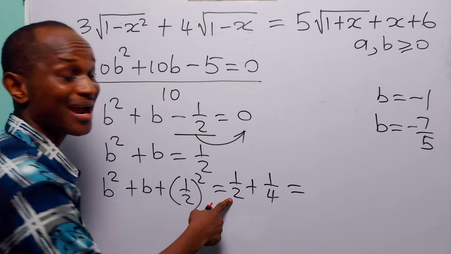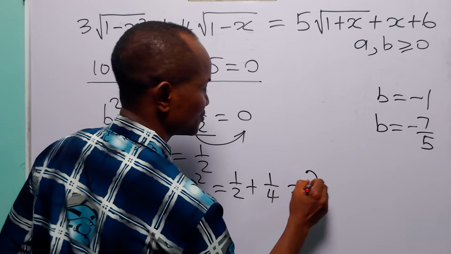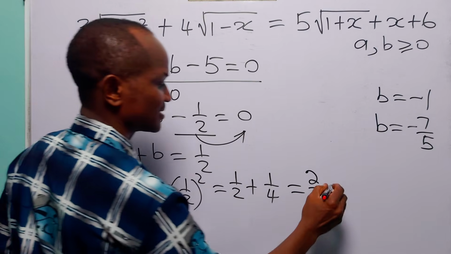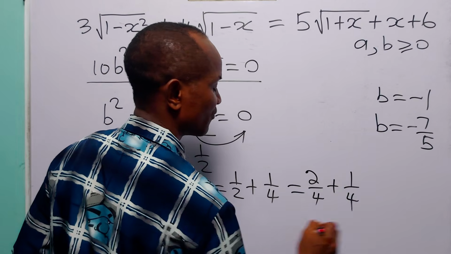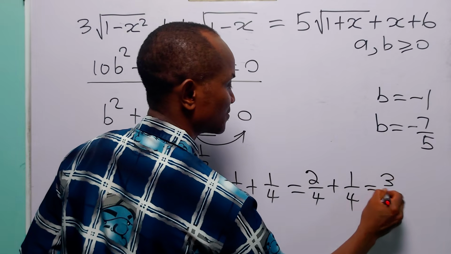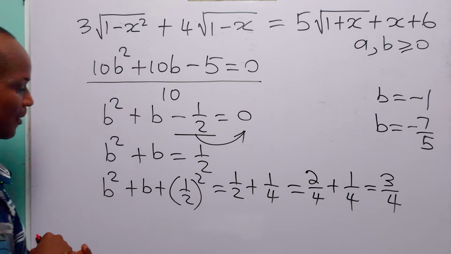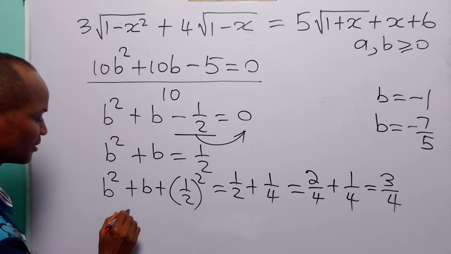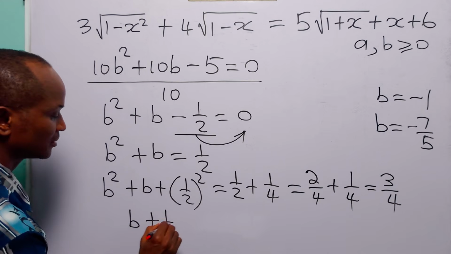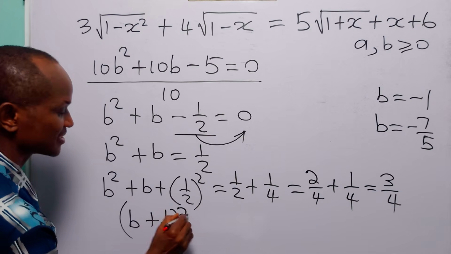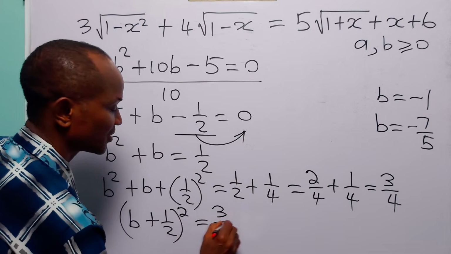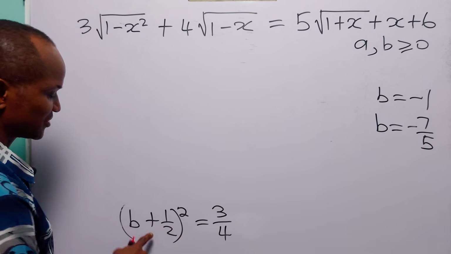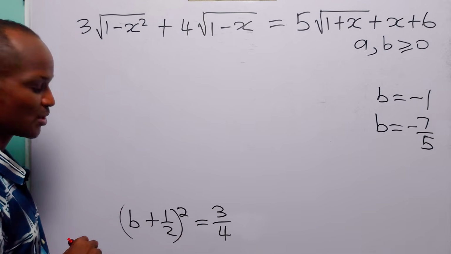Now, of course, we can write 1 over 2 as 2 over 4 so that it has the same denominator as this. Then we have 1 over 4. 2 plus 1 is equal to 3 over 4. Now, of course, this is a perfect square. So we take 1b and we take 1 half and we square, and this is equal to 3 over 4.